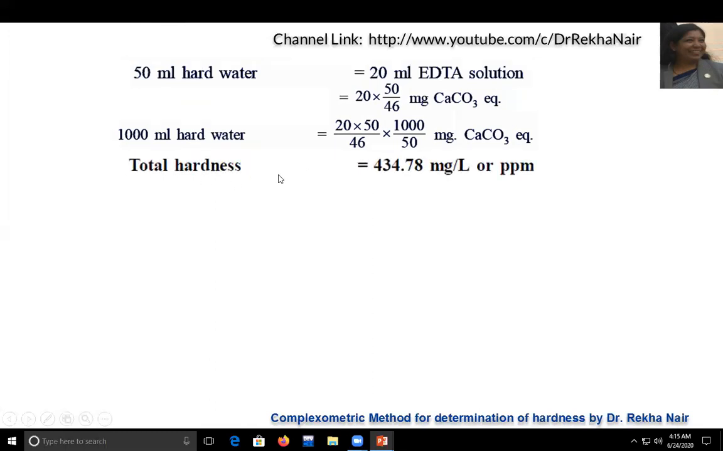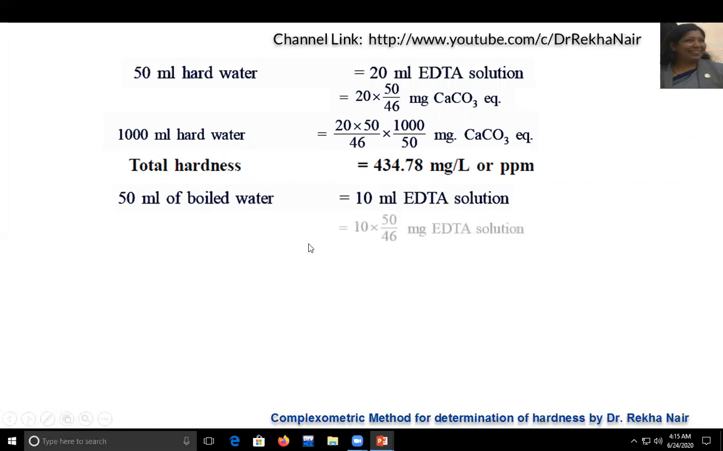It should be the total hardness value. So total hardness will be 434.78 milligram per liter or ppm. The third titration is with boiled water against EDTA solution. It gave V3 ml, that is 10 ml of EDTA solution, and 1 ml EDTA solution is equivalent to 50 upon 46 milligram CaCO3 equivalent. It's not EDTA solution, it should be CaCO3 equivalent.